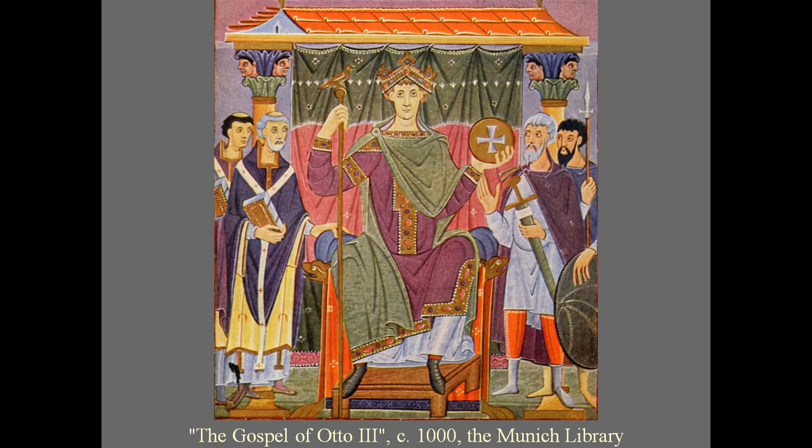Here is the illustration from the Gospel of Otto III, created circa 1000 and located in the Munich Library. The Gospel of Otto III is a Codex, one of the most significant illuminated Ottonian manuscripts from the early Middle Ages to ever reach modern times. The Codex is thought to have been written and illuminated around the 10th century, and it contains 34 full-page miniatures. The pages are made of parchment.